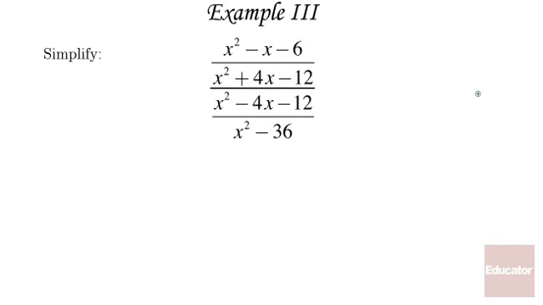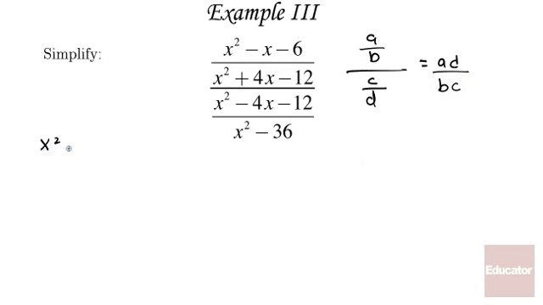In example 3, we have another complex fraction, but it involves more terms and trinomials. We still handle it the same way, using the formula a over b divided by c over d equals ad over bc.